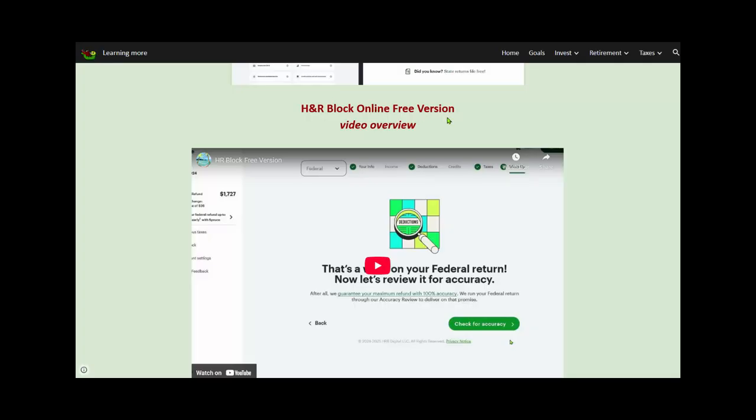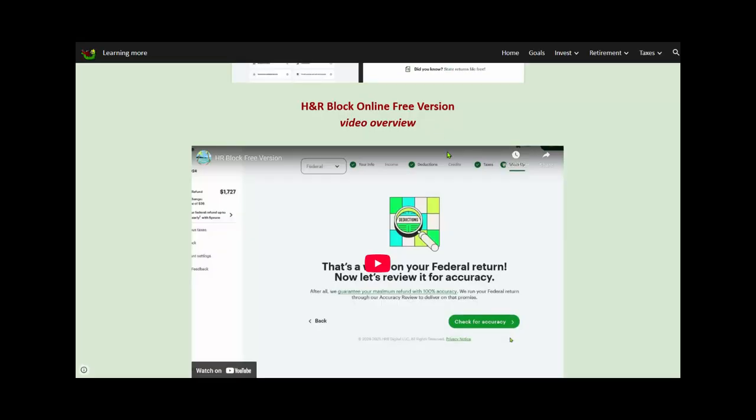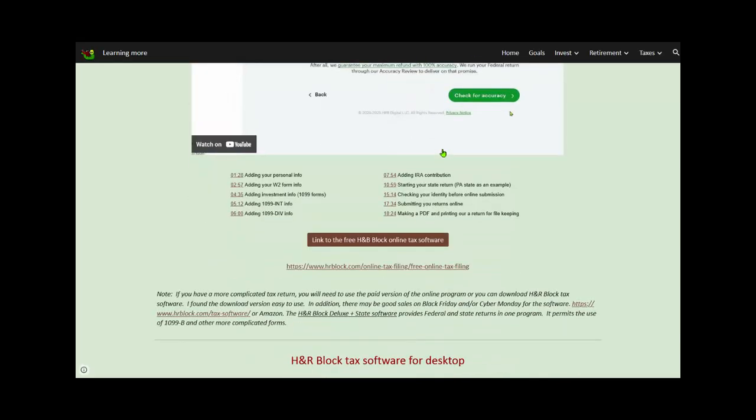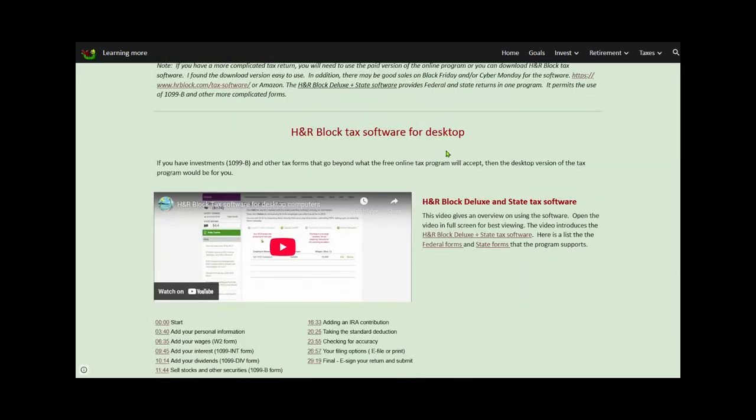They give you the option to buy new ones and buy upgrade, but you don't need to. And you can file online both your federal and your state. If you have more complicated tax software, you will need to download the desktop version of this program. And I give you an overview on that.